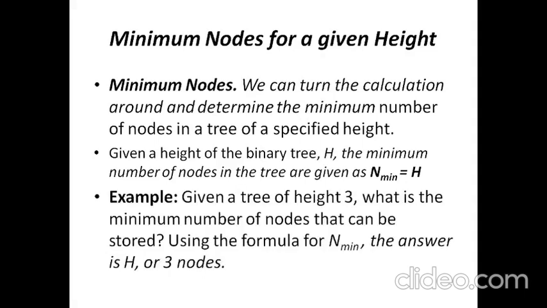For example, given a tree of height 3, then what is the minimum number of nodes that can be stored? Using the formula, the answer is 3. There is no difference here. Height is equal to the minimum number of nodes.